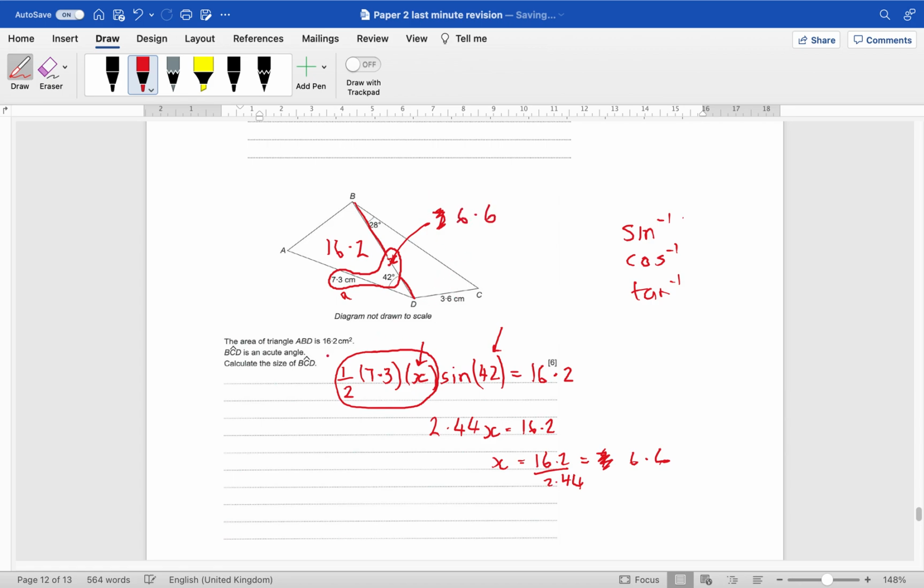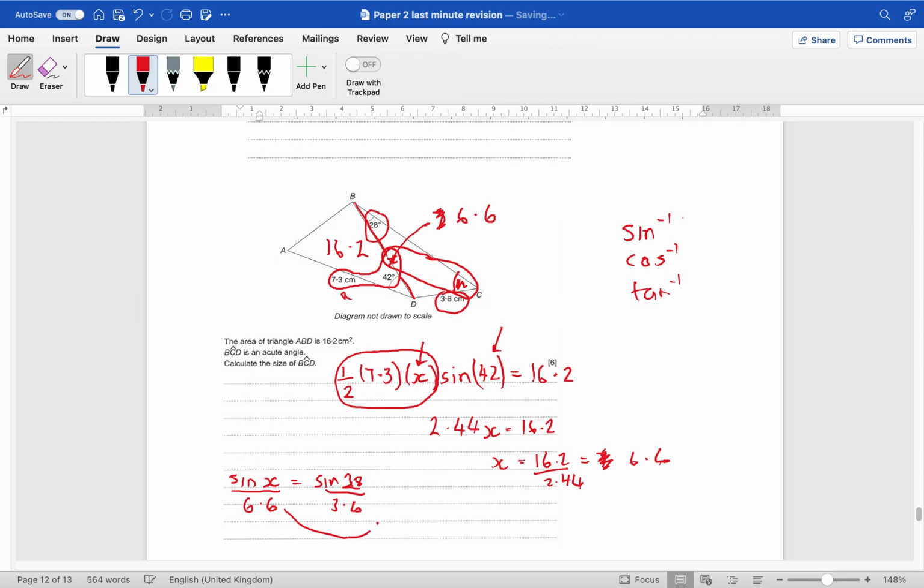On this triangle, we're trying to find BCD, which is this angle here. And if you look at this now, these are opposite pairs. We have a complete pair, the 28 with the 3.6, and an incomplete pair, the 6.6 and the angle we don't know. So it's the sine rule, an incomplete pair. So sine x, we'll call it x for now, the angle I don't know, divided by 6.6 equals sine 28 divided by 3.6.